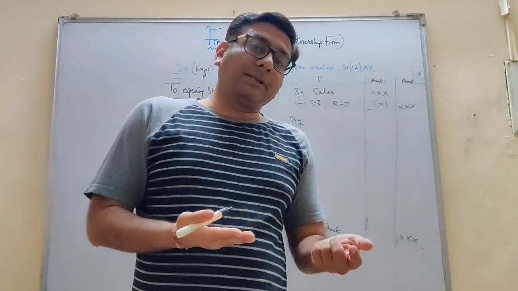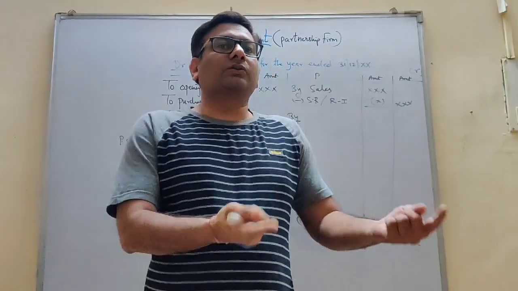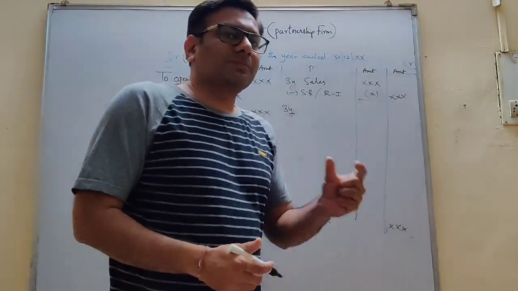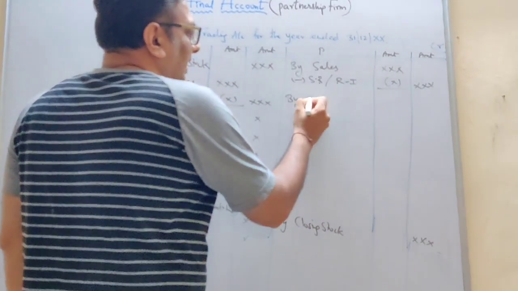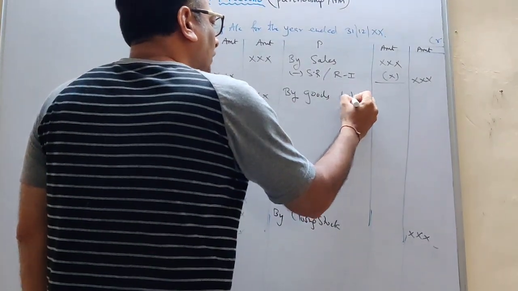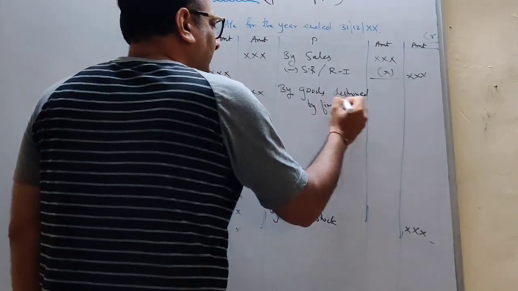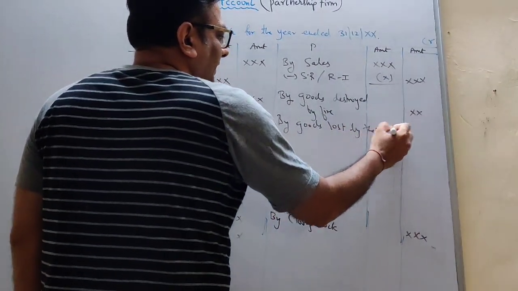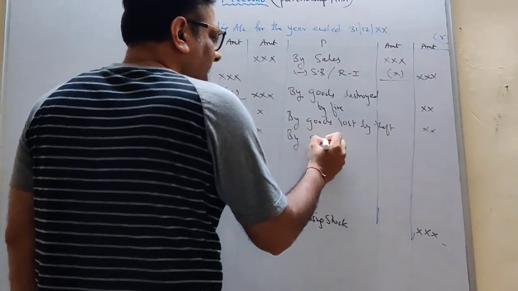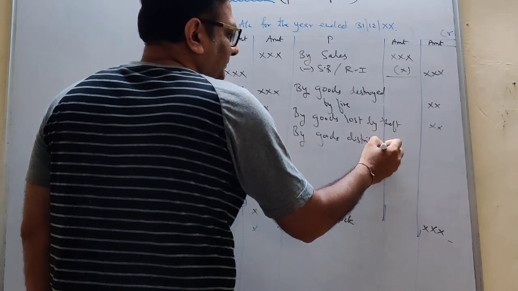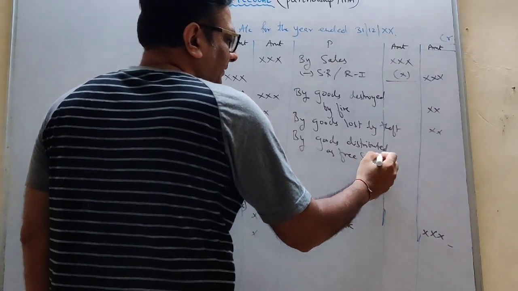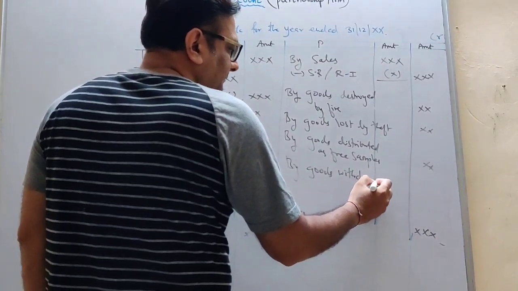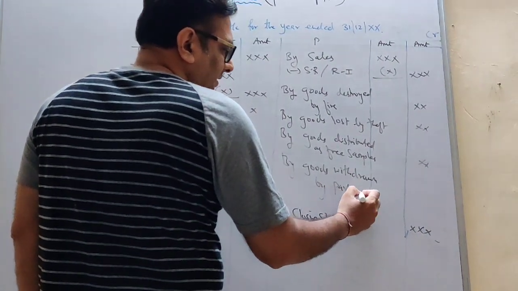Or maybe it may be possible that one of the partners is withdrawing goods from the business. So even goods withdrawn by the proprietor or by a partner will come on the credit side. So I'm just writing it down one by one. What I said: goods destroyed by fire, then goods lost by theft, then goods distributed as free samples, then goods withdrawn by one of your partners in the business.